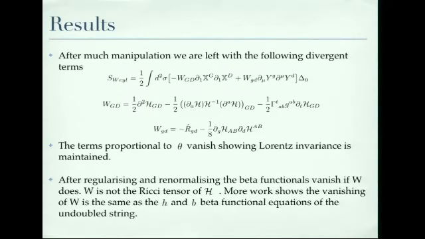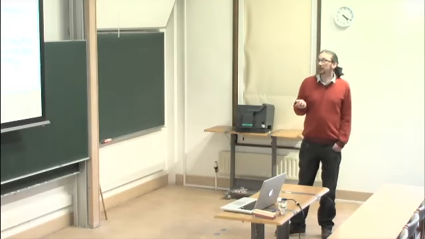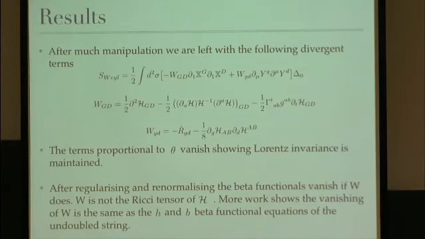And this is the form of W. You can see it's just some derivatives of the fiber metric, and g is the base metric, and this is the base connection, and so on. If we look at the coefficient of theta, looking for Lorentz invariance, then it vanishes. So we know at one loop we still have Lorentz invariance. So we can regularize and renormalize this, and basically for the beta functional to vanish, W should vanish. And this is the equation.